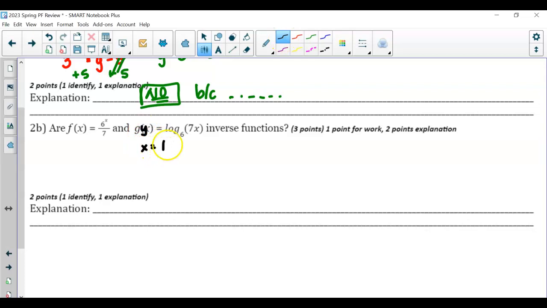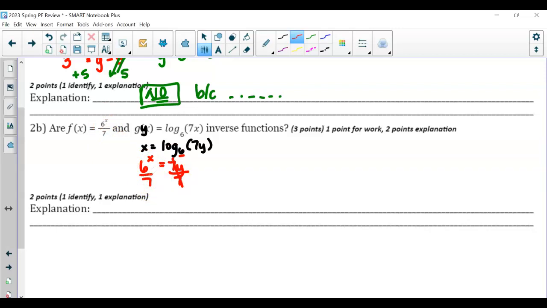So x is equal to log base 6 of 7y. Again, the log is by itself, so I'm going to convert it, base 6. 6 to the x power is equal to 7y. So now what do you have to do? Divide by 7.